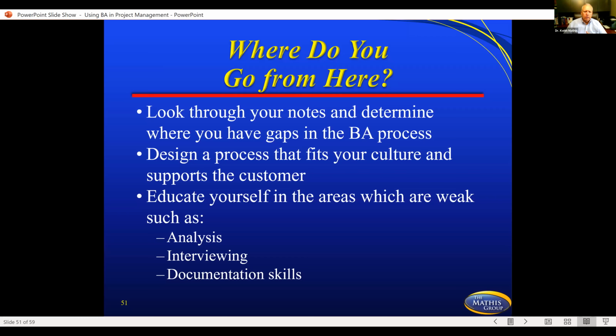Educate yourself in the areas of whether or not you're weak in any of these areas, such as analysis, interviewing, documentation skills, because all of those are key components for that business analyst, because a lot of these pieces you're documenting where the team is not having to because you are.